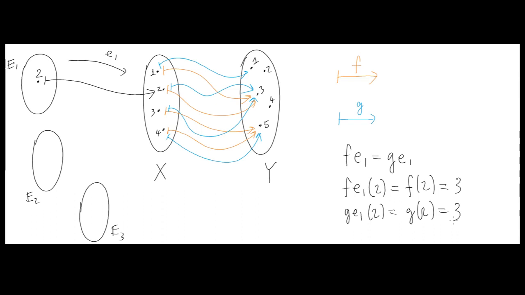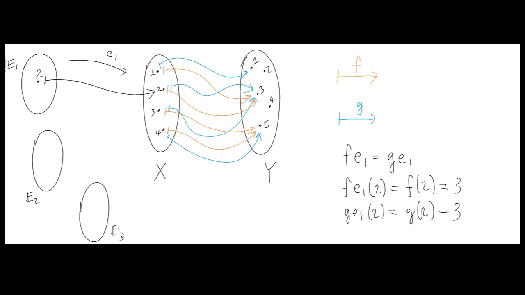What if E2 is X itself and we have the identity mapping? So if lowercase e2 is the identity map. Okay, let's try that. So everything maps to itself, right? Sorry, that's not going to work. Is it not going to work? Okay. No, sorry. That's fine.